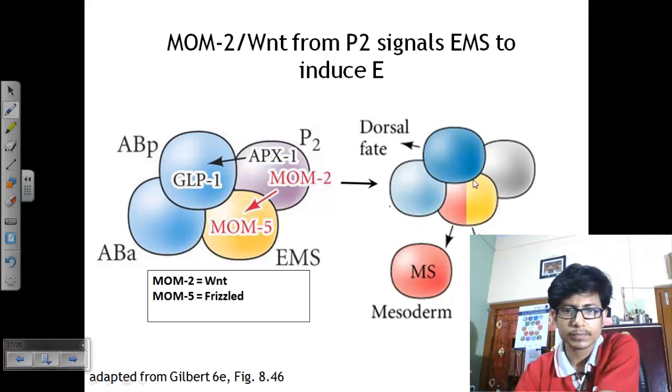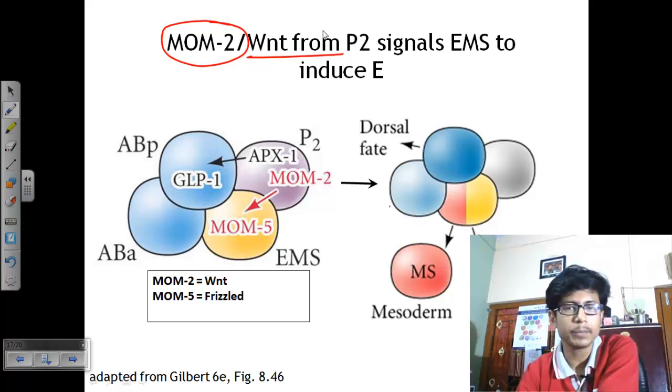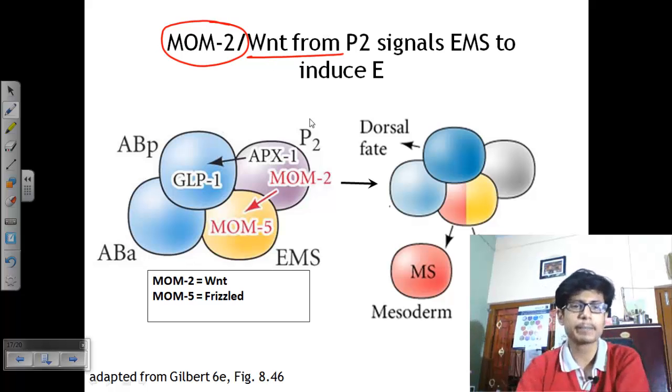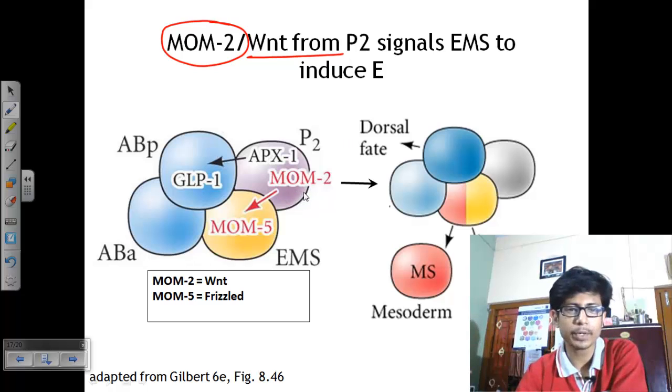And from the EMS, this distribution requires MOM2 and WNT signaling. The WNT signaling pathway we already studied on my channel. If you want to study the WNT pathway in detail, you can see that. So again, another example where the signaling of MOM2 and the WNT pathway ultimately leads to the differentiation of MS and E from the EMS.